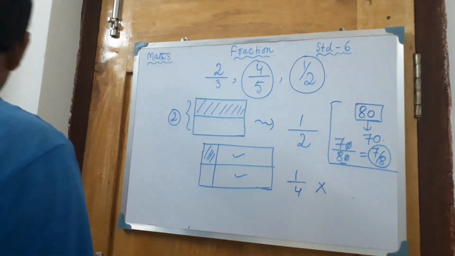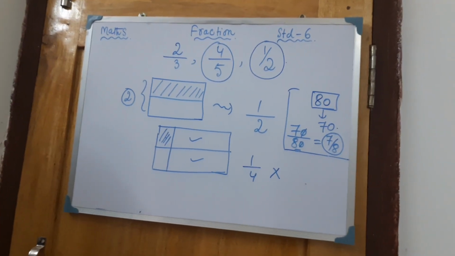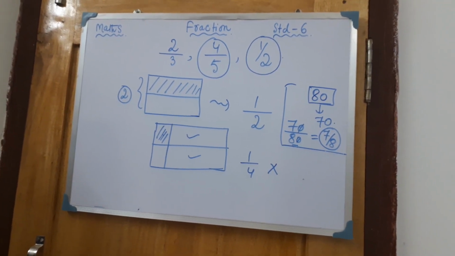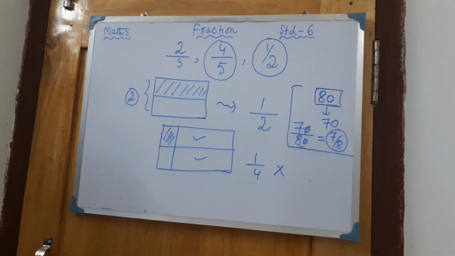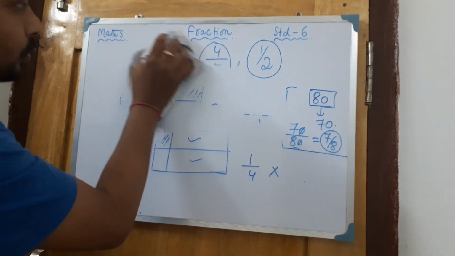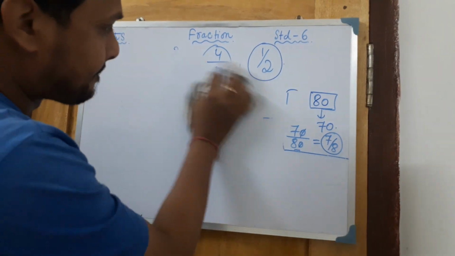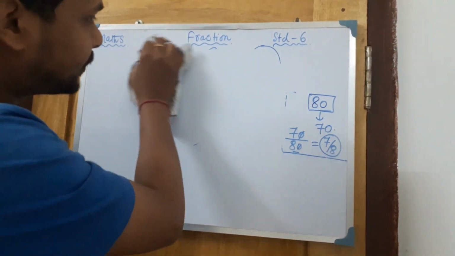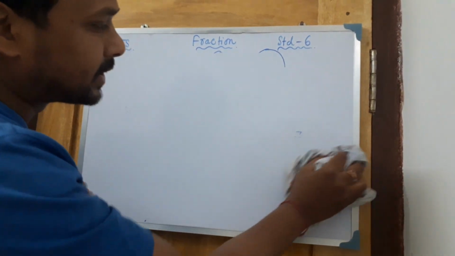Now the first exercise we will do is 6.1 from the book. Today in this video we will try to cover 6.1 and 6.2.